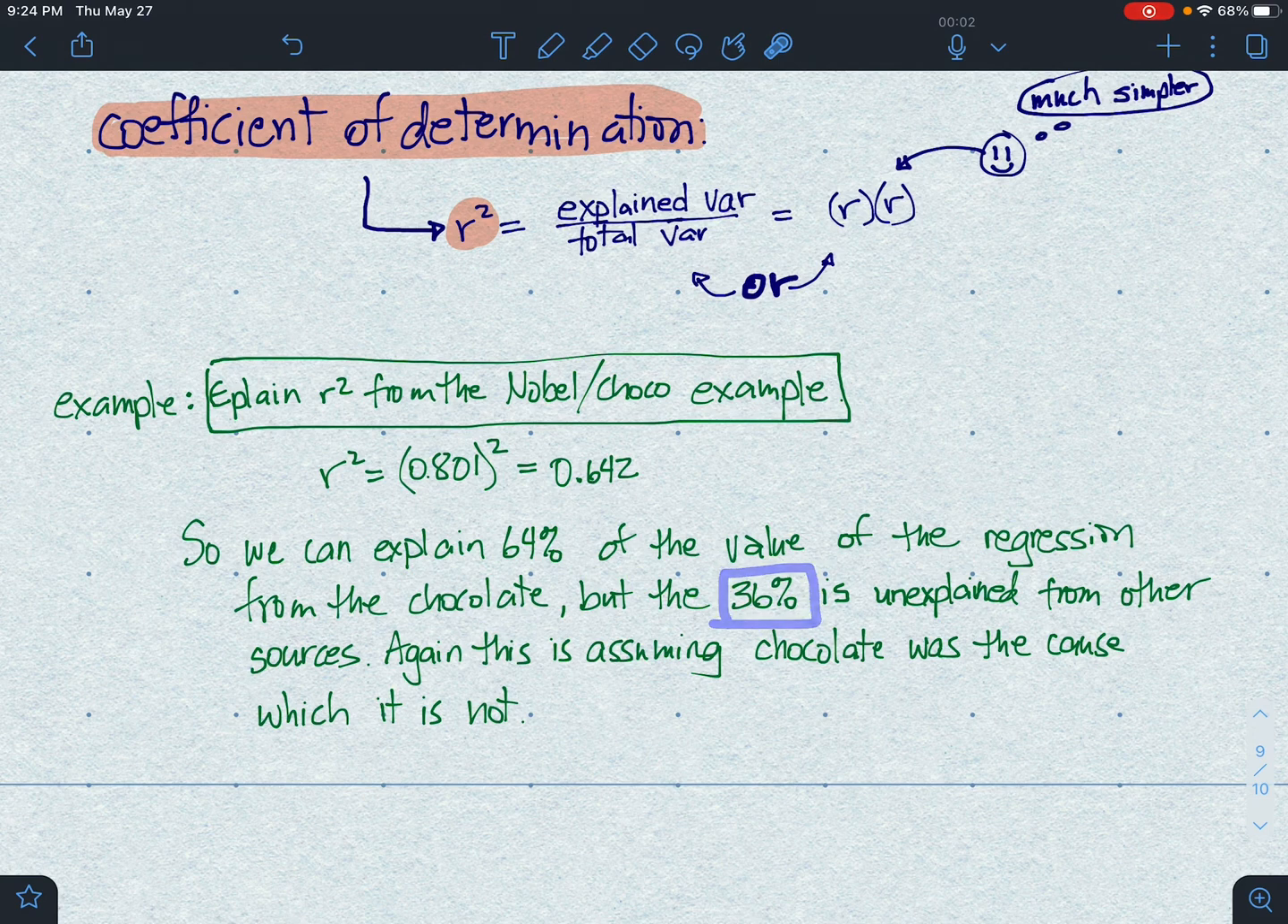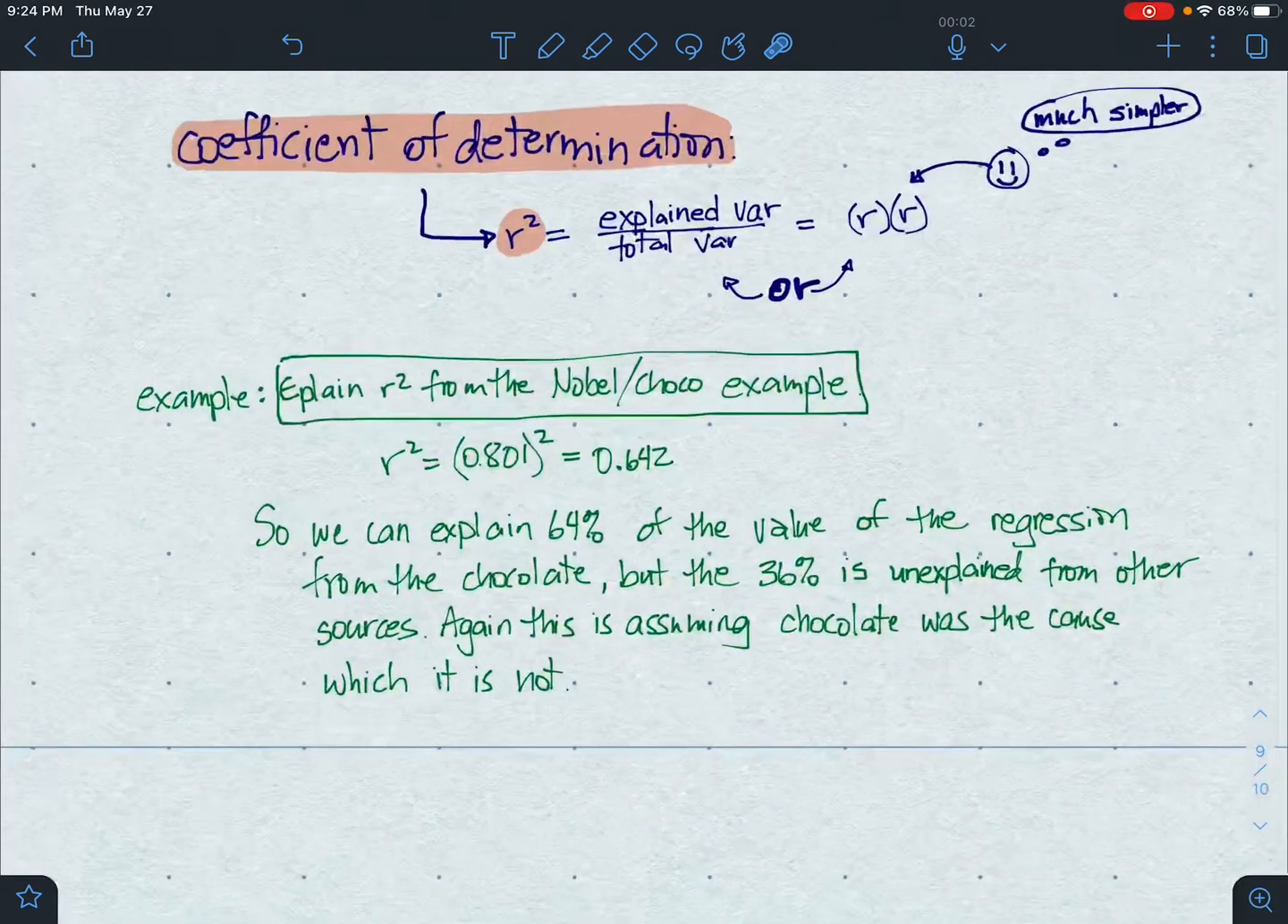All right, the 36%, that which is left over, is the unexplained portion. Together these have to add up to the total 100% in this case. So here they're expressing it in terms of percentages.